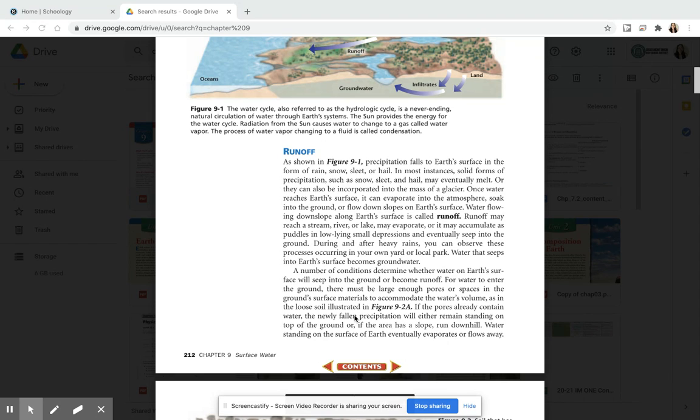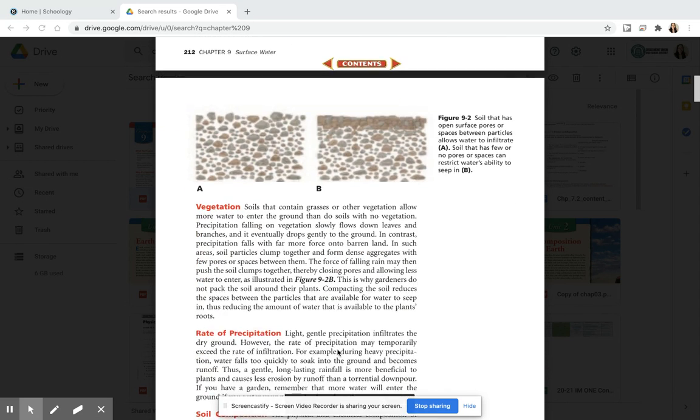A number of conditions determine whether water on Earth's surface will seep into the ground or become runoff. For water to enter the ground, there must be large enough pores or spaces in the ground surface materials to accommodate the water's volume, as in loose soil illustrated in Figure 9.2a. If the pores already contain water, the newly fallen precipitation will either remain standing on top of the ground, or, if the area has a slope, run downhill. Water standing on the surface of Earth eventually evaporates or flows away.